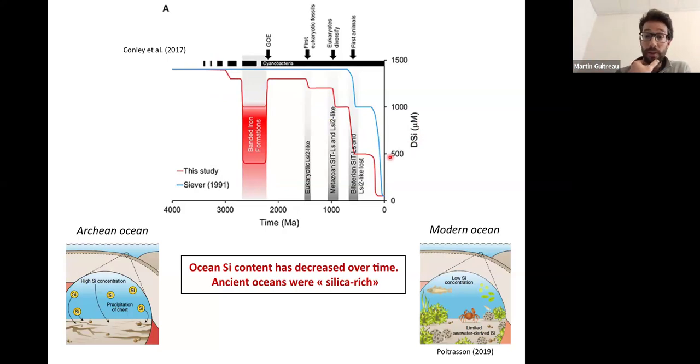and they were saturated in silica, which I think is well illustrated by these two cartoons from Poitras 2019, where they show that the Archean ocean was saturated in silica, and you have chert deposition, a lot of silicification. And in the modern day, life actually scavenges the silicon in the ocean and keeps it at a very low level. And biological organisms like sponges are responsible for that. So that's a huge difference.